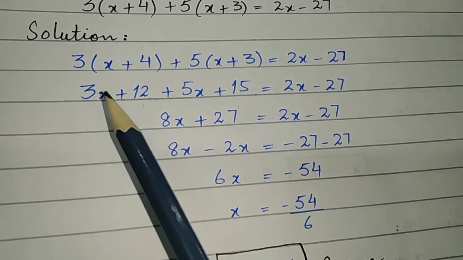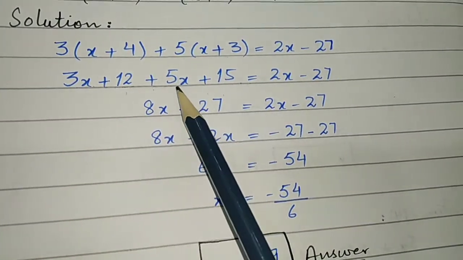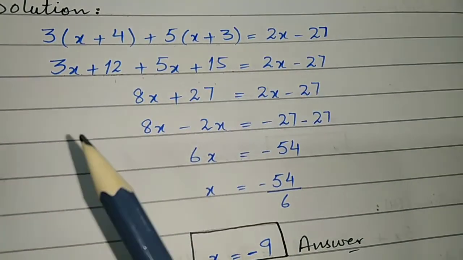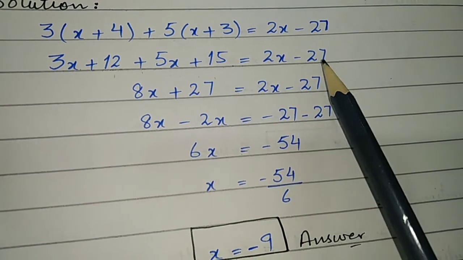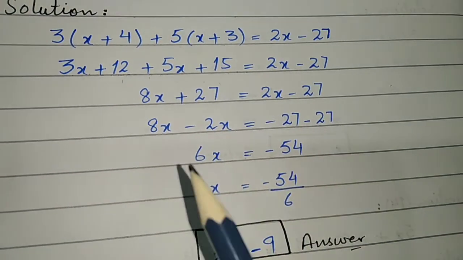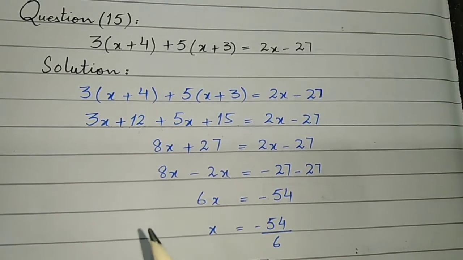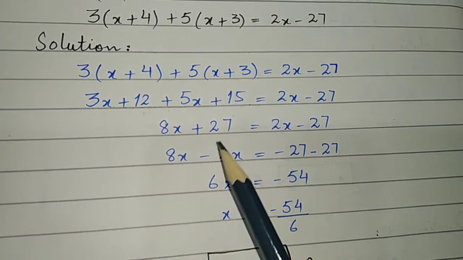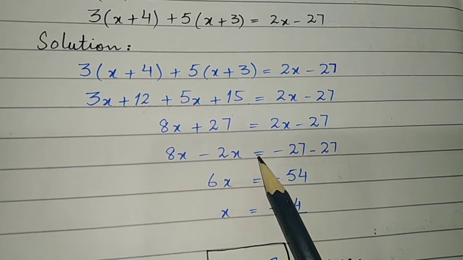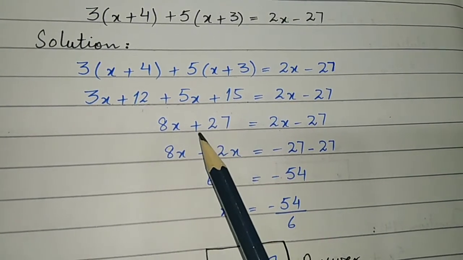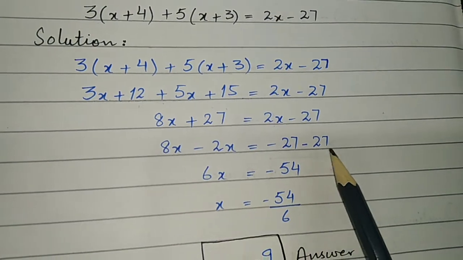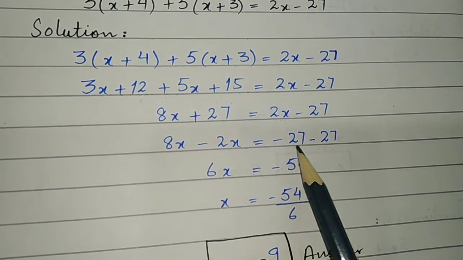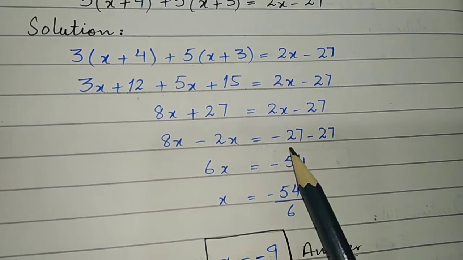Now we have to add or subtract the like terms: 3x plus 5x is 8x, and the constants are plus 12 plus 15, that is plus 27, equals 2x minus 27, because they are not like terms. Now we separate the like terms on the left hand side, that is 8x. Positive 2x will become negative 2x, equals negative 27. This positive 27 will become negative on the right hand side. Now 8 minus 2 is 6x, equals minus 27 minus 27.